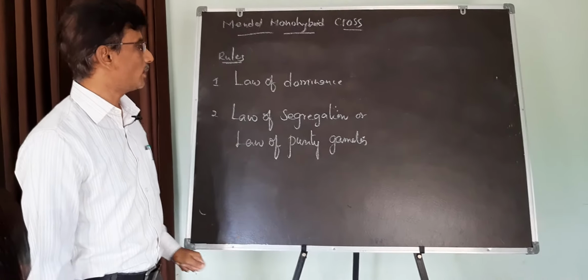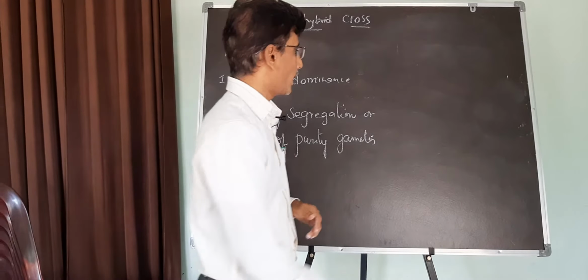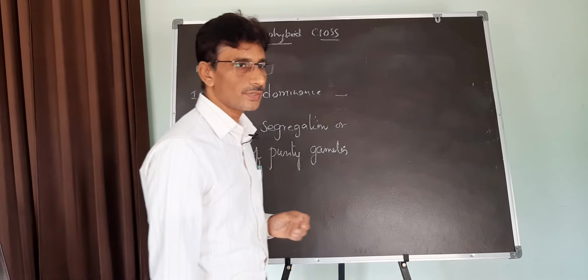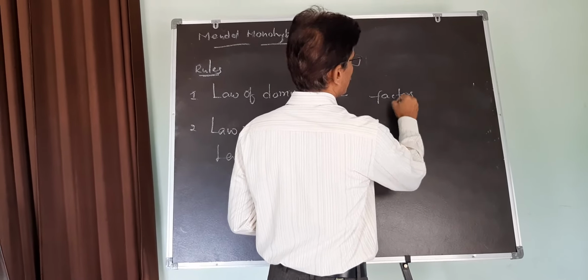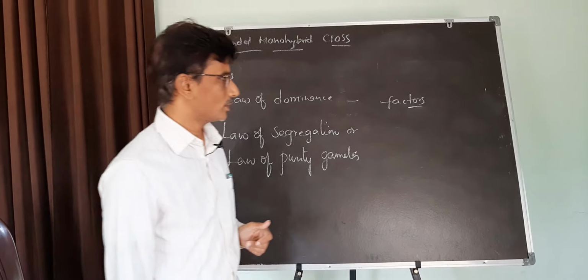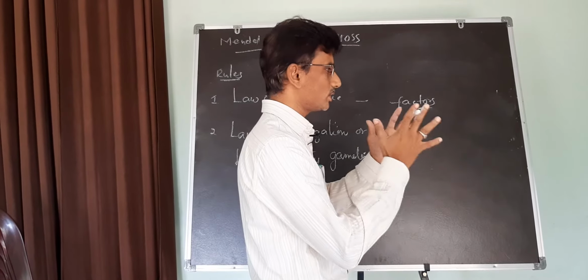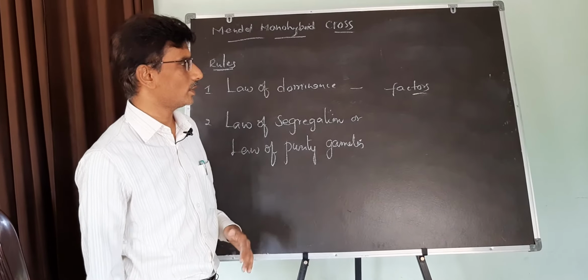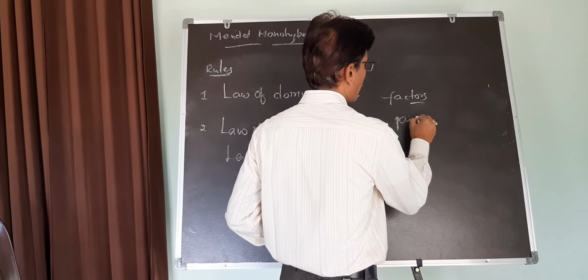Okay, let us understand one by one. The law of dominance. What is the law of dominance? Very simple. According to Mendel, the characters or traits are transmitted from one generation to another generation through factors. These discrete factors, meaning conspicuous factors, cause the transmission of characters from one generation to another. Next, these factors occur in the form of pairs.